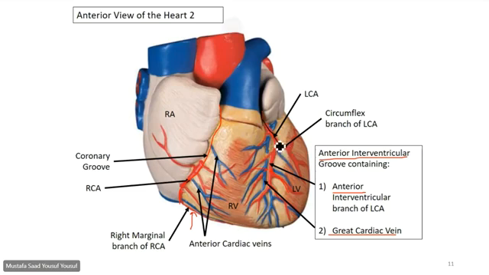A branch that will descend down in the anterior interventricular groove, and this is what I call the anterior interventricular branch of the left coronary artery. And I have the circumflex branch. This is the circumflex branch of the left coronary artery. This circumflex branch will pass to the left border of the heart, and then it will turn around the border of the heart to pass into the heart posteriorly.